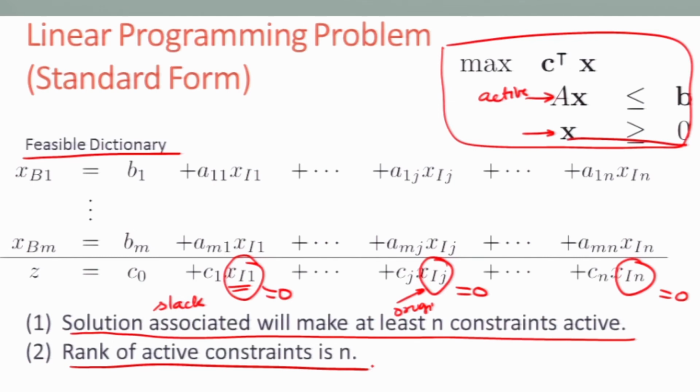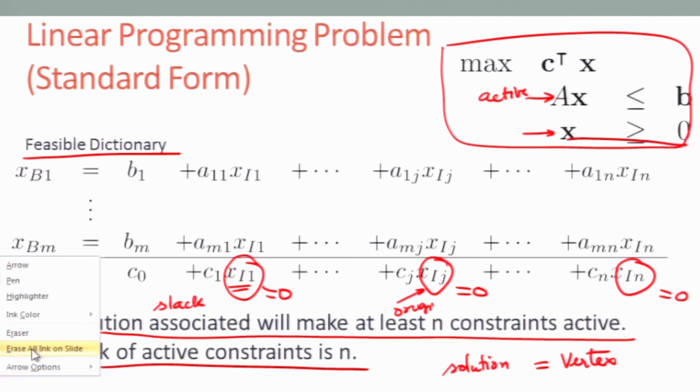We'll prove this. If necessary, I'll write down a proof in the discussion forum. Okay, and this is an interesting proof to do, that the rank of the activated constraints will be n. Okay, and therefore the solution associated with the dictionary is a vertex. That's it. So dictionaries represent vertices, and we have formally defined vertices. We know what a dictionary is. Therefore, we are now able to map dictionaries and vertices.